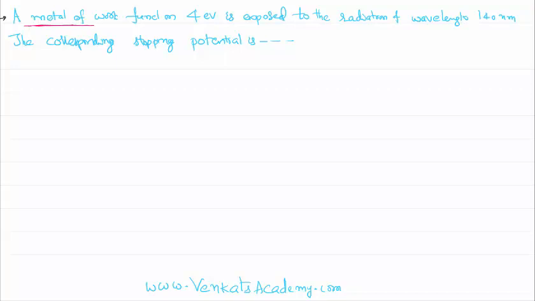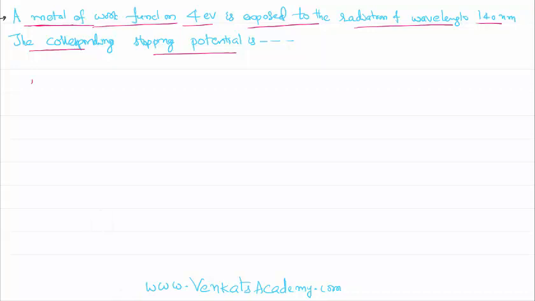The problem is like this. A metal of work function 4 electron volt is exposed to a radiation of wavelength 140 nanometer. What is the corresponding stopping potential? That's what we are supposed to calculate.